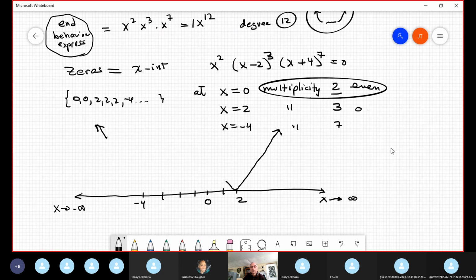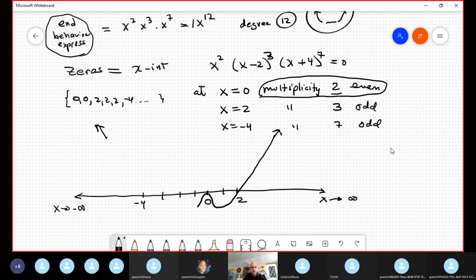Here, when the multiplicity is odd, the graph crosses. Sorry, mistake. Okay, this is cross. Okay, this is cross, and 2 is odd. Cross. Here, touch, because it's even. Here, negative 4, again, is odd. The multiplicity is odd, so cross. Okay, cross.